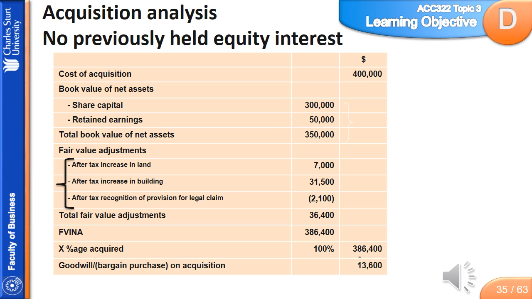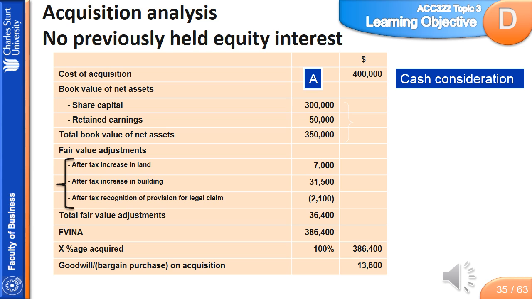Okay, and here we have an acquisition analysis. It does mention in the heading here that there's no previously held equity interest, and I'll talk about that a bit later as to what would happen if there was an interest previously. But let's just look at these figures for the moment. First, we have the cost of the acquisition, which was stated on slide 33. There was $400,000 paid, which is the cash consideration.